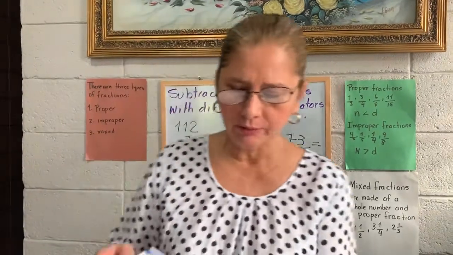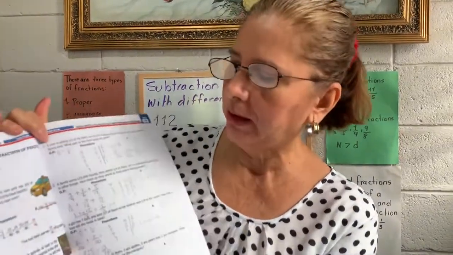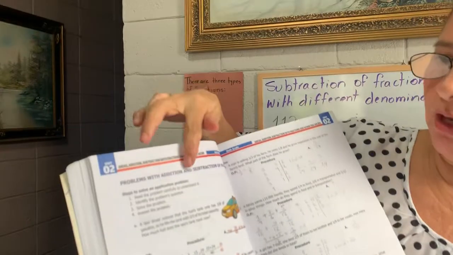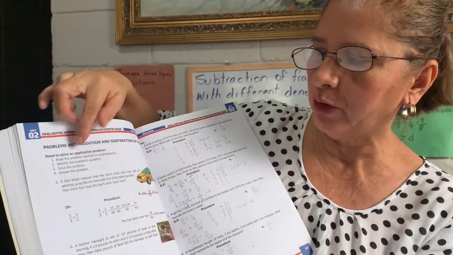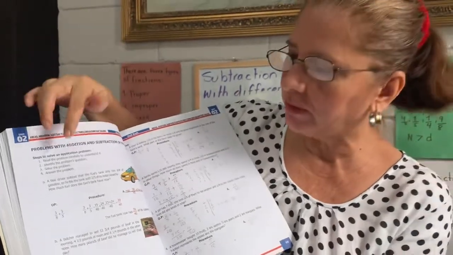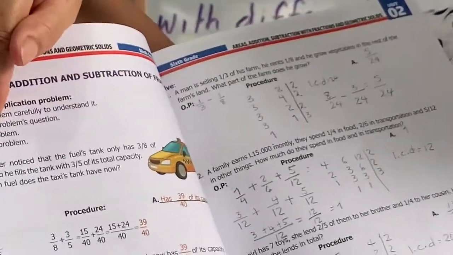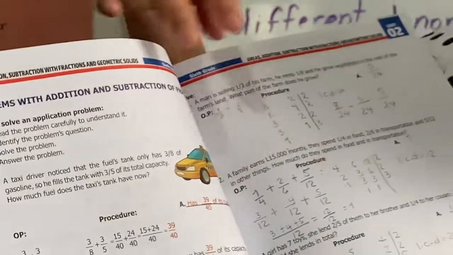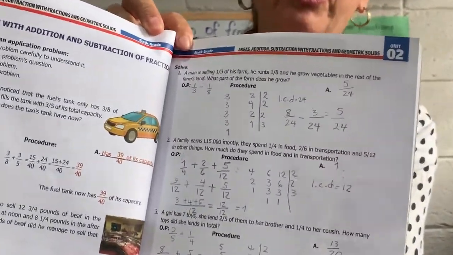Let me tell you that we go to this page. On this page are the steps to resolve addition and subtraction of fractions with different denominators. The steps are: read the problem carefully to analyze and understand, identify the problem question, solve the problem, and answer the problem. On this page we have some problems that are already resolved. You just copy.